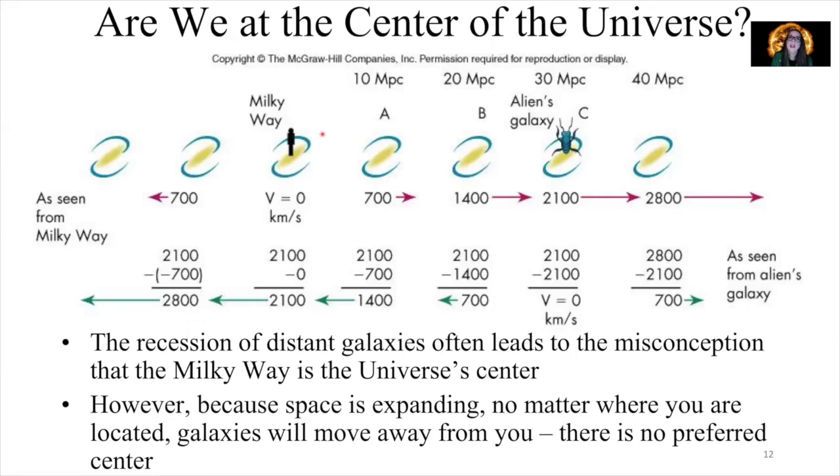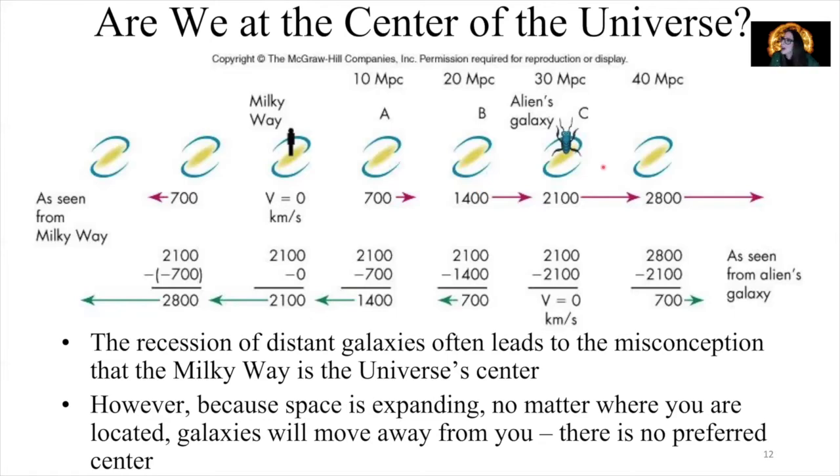But if we look 10 megaparsecs in one direction or 10 megaparsecs in another direction, we see all the galaxies at 10 megaparsecs are receding away from us with the same speed of 700 kilometers per second. If we go twice the distance away from our Milky Way in either direction, 20 megaparsecs, all those galaxies are going to be moving away from us. The further away from us, the faster they're going to be receding away from us. So those galaxies out there are receding away from us at 1400 kilometers per second.